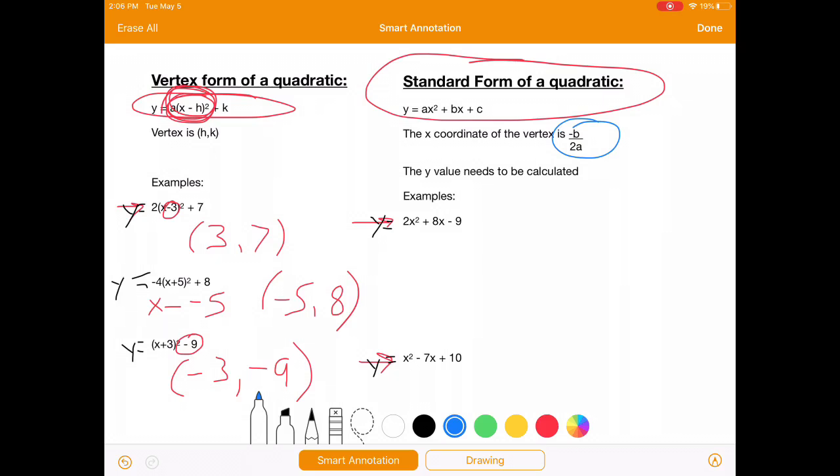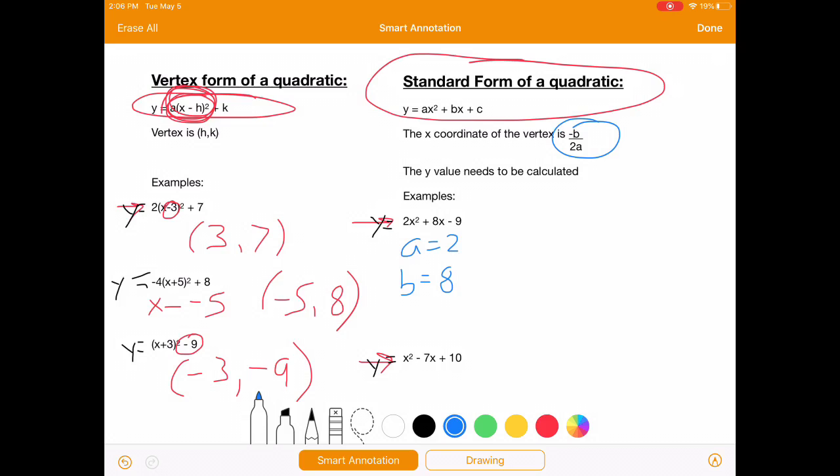So let's take a look here. For negative b over 2a, the first thing that you have to recognize is the coefficient of the x squared is the a. So for this particular example, a is going to be 2, and then b is going to be 8, as b is the coefficient for the x. Notice c doesn't come into this at all.